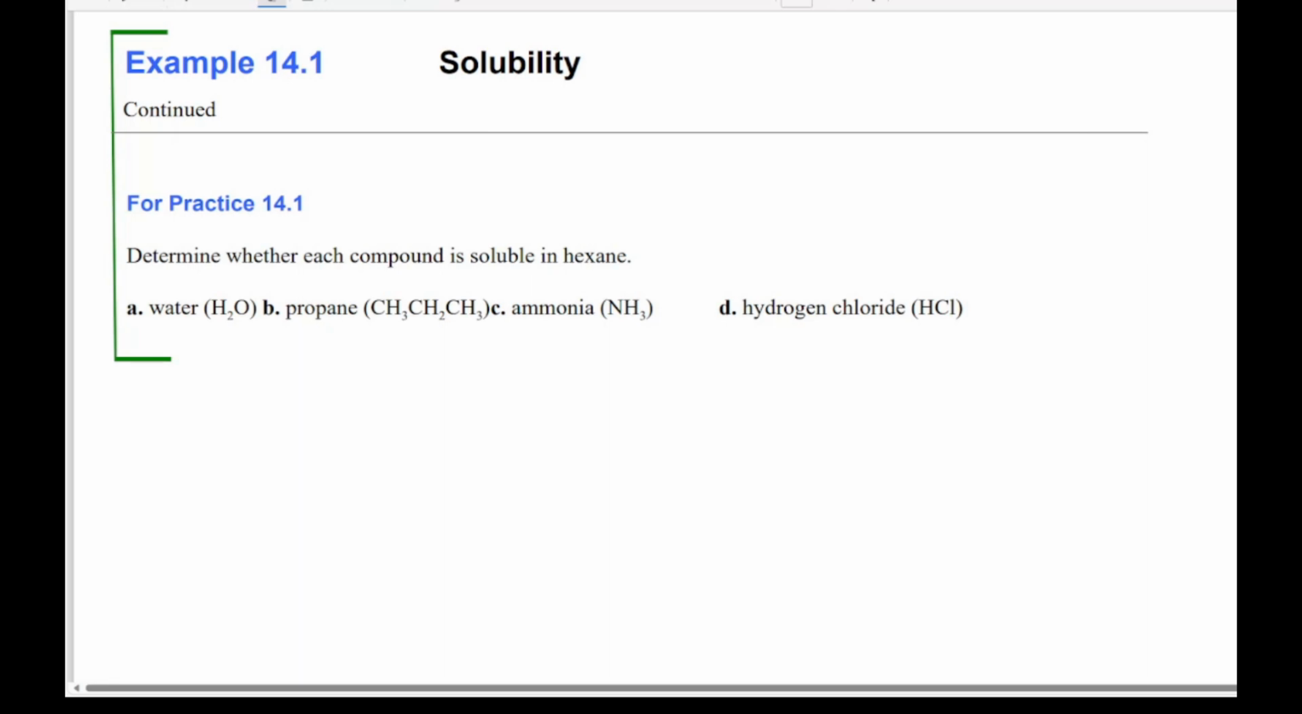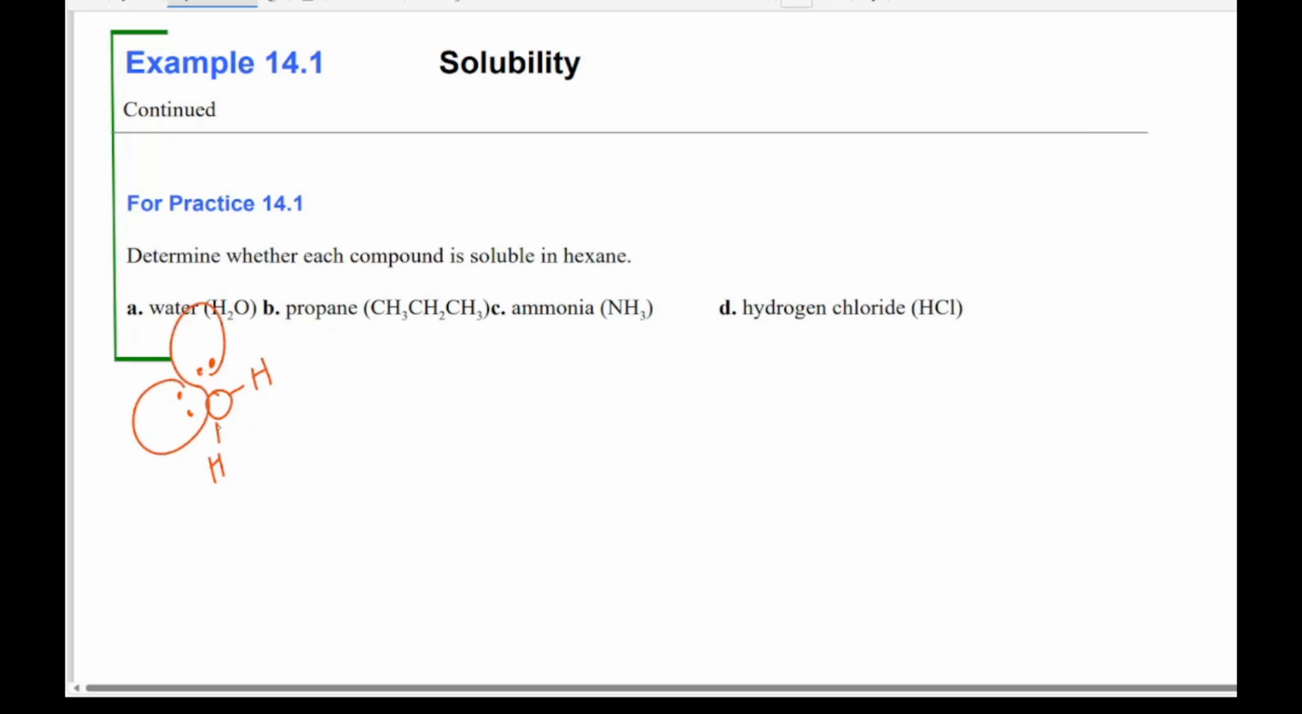Next, we'll consider whether these molecules are soluble in hexane. First, we have water. Water has the molecular formula H2O, and we learned last semester that water has these four groups attached to it, and therefore the electron pair geometry is actually tetrahedral, but the molecular geometry is bent.